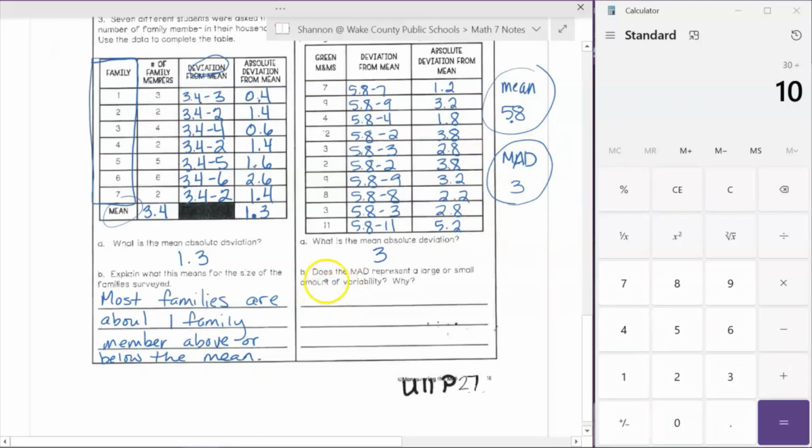And our last question asked, does the MAD represent a large or small amount of variability and why? So 3 doesn't seem like a really big number, but if you look at our data set, our numbers only went from 2 to 11. So having a variability of 3 is kind of a big deal. So in this case, yes, there is a lot of variability.